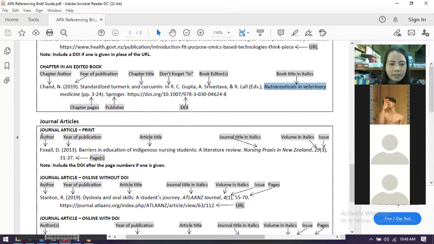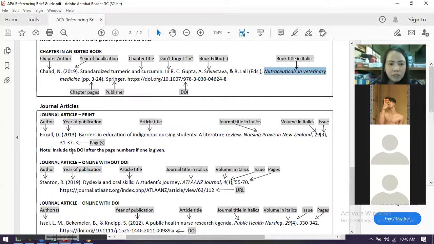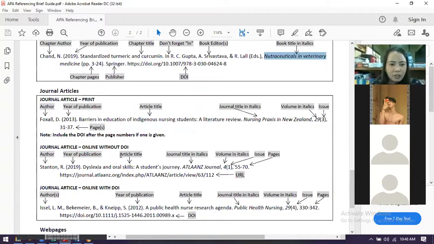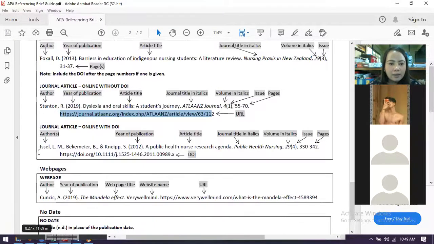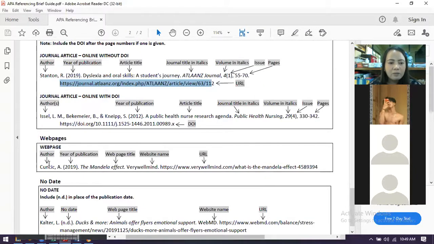Then articles, so this is it. Include the DOI after the page number if one is given. If none is given, we can't do anything. Online without DOI, as you can see, what we put is the URL, like what we did earlier. Since it has no DOI, we put the URL. So, web page, the same.